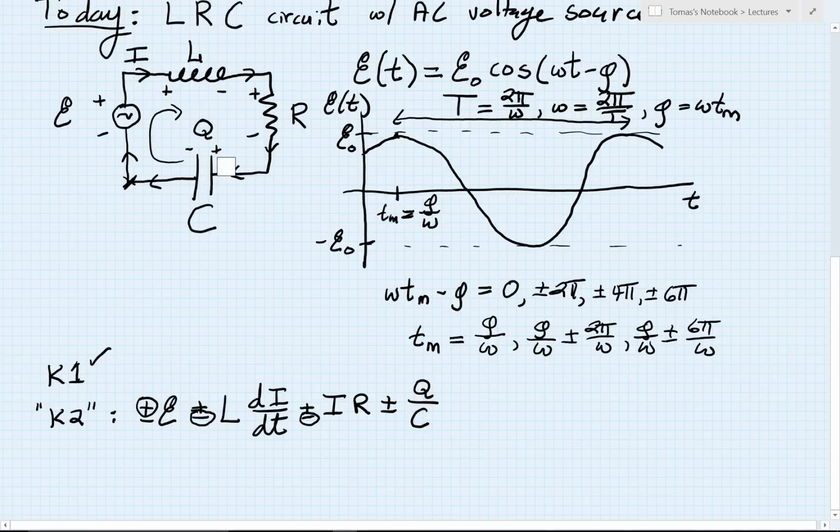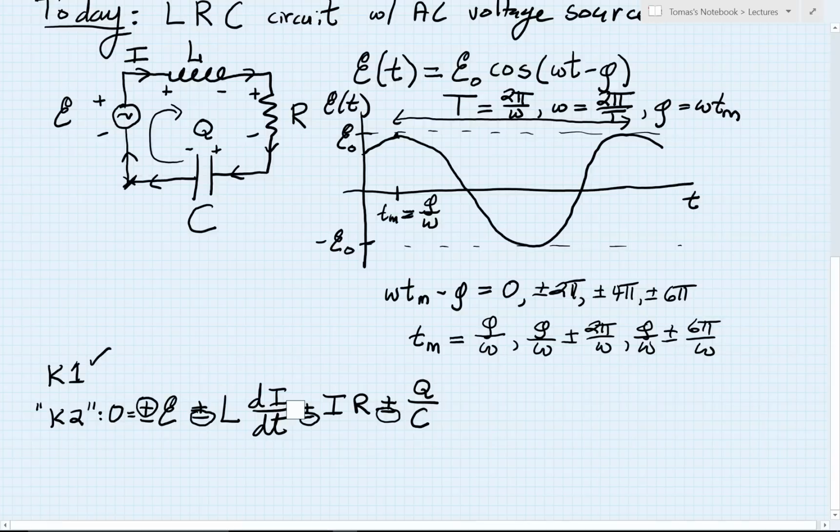And in this case, yes, once again, I'm going from the presumed plus plate of the capacitor to the presumed minus. So the choice again is negative. Now, of course, all of this must give me 0, so let me put my 0 in at the beginning of the equation. Very nice. Now, that gives me one equation.